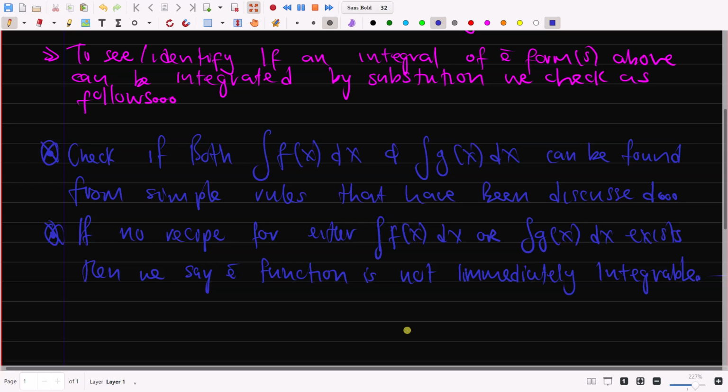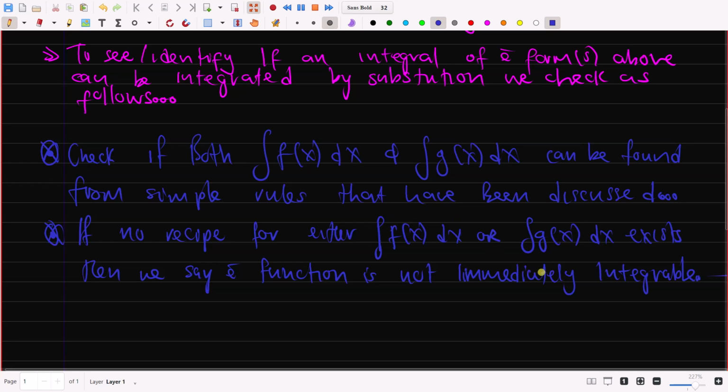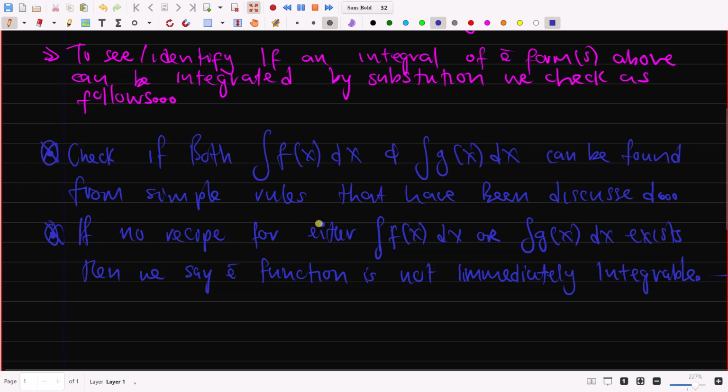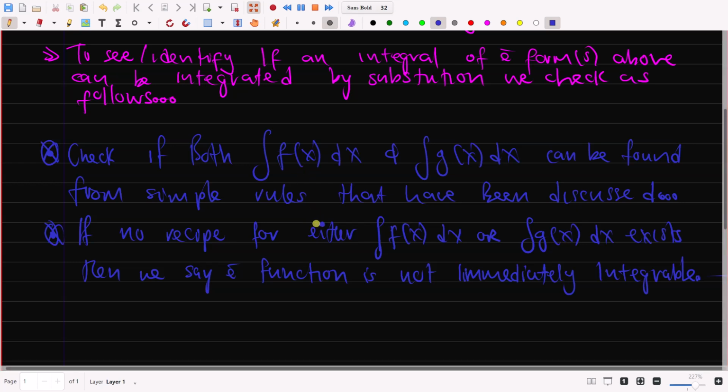You see that? So we say a function is not immediately integrable. What you mean by that is that you cannot immediately integrate such a function. Any function which is not at the state of immediate integration, we can treat as if it's not integrable at all. So these are the things that you check for to see if the substitution method can work or cannot be used.